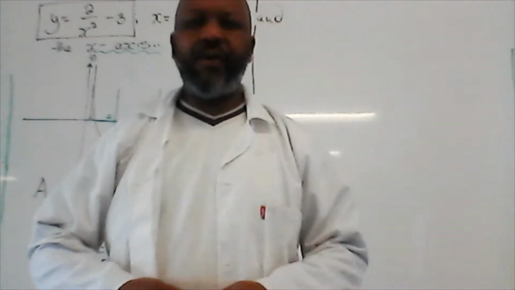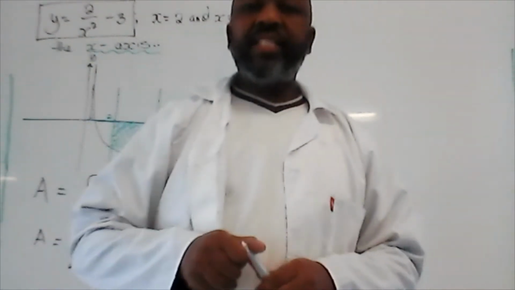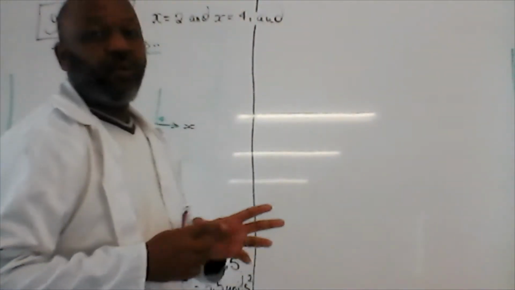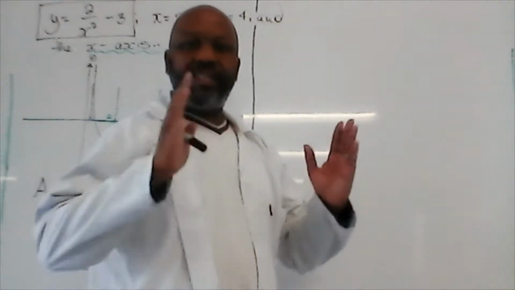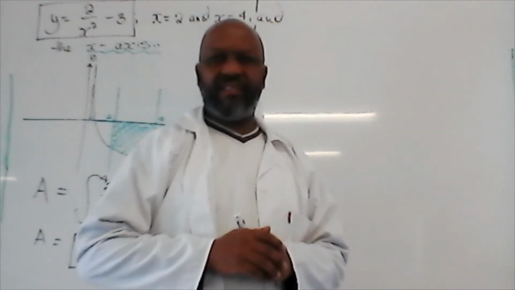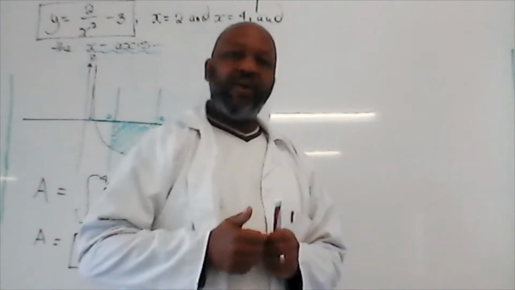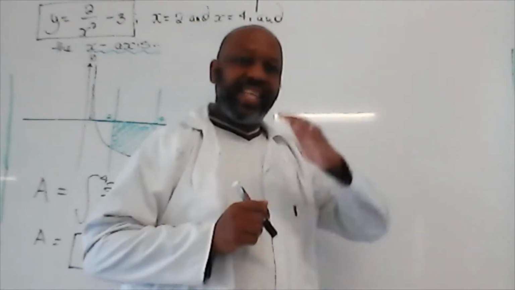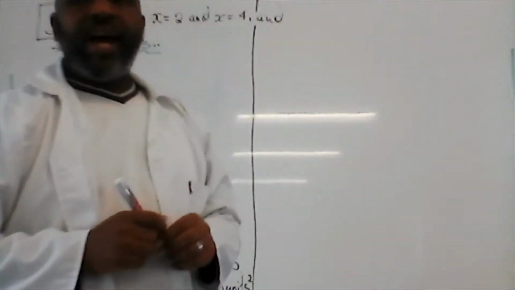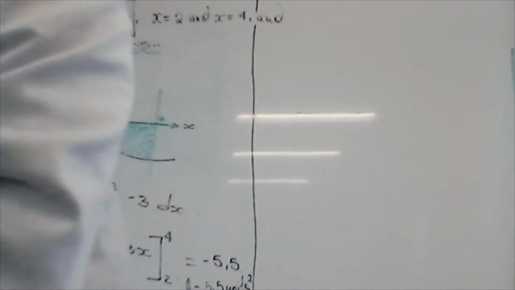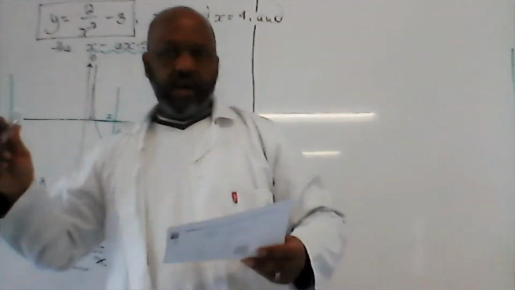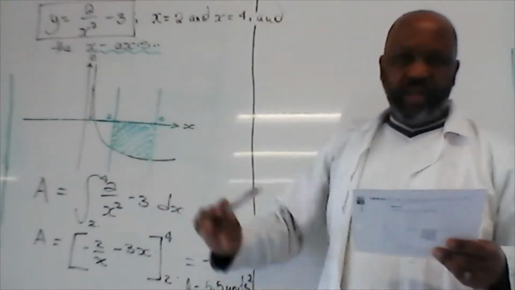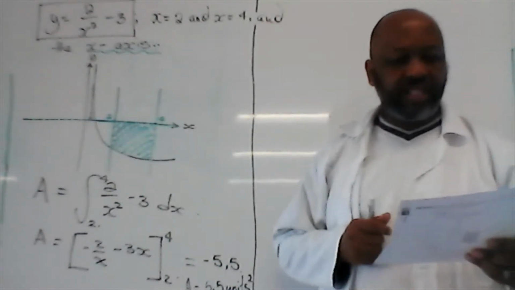Right, we are still looking at integral calculus, and particularly today we are looking at the area bounded by the x-axis and the boundaries that we are given. The area under the graph that's bounded by the x-axis, or the area between the graph and the x-axis. Right, the second example. If you were here when we did the first example, this is going to be a little bit different.